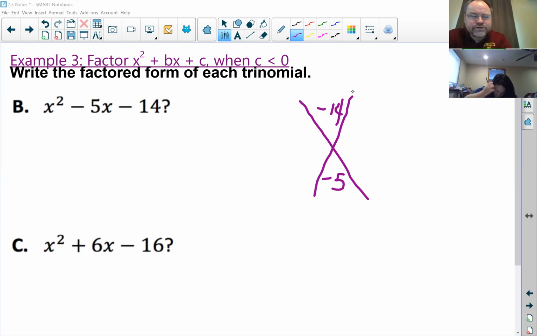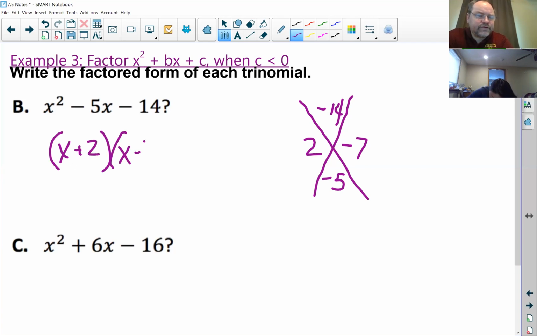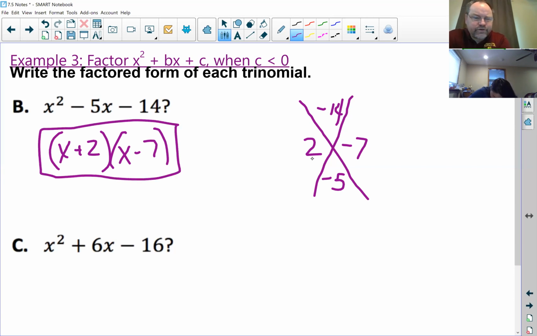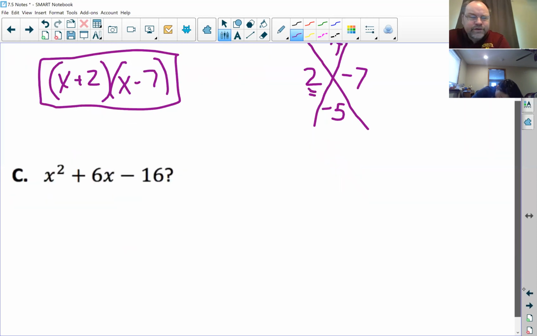Yep. So 2 and -7. Generally, whatever number I put here, that's the factor I put first. Again, it doesn't matter what order they go in, because multiplication order does not change our answer when all we're doing is multiplying.